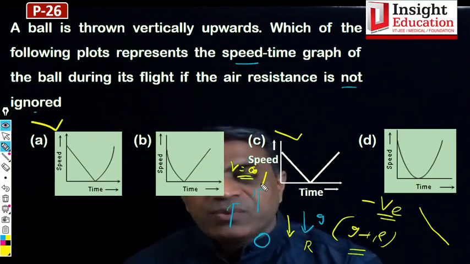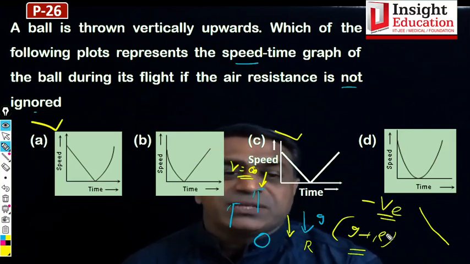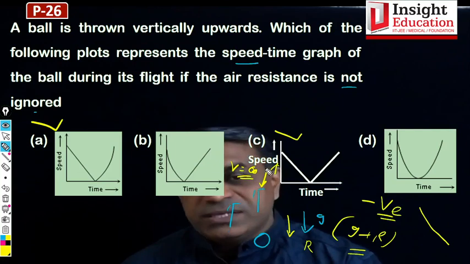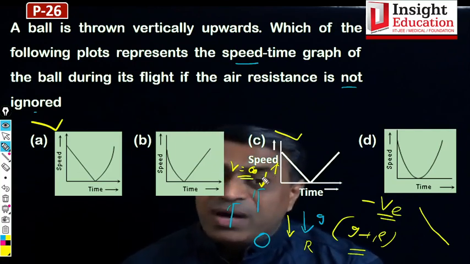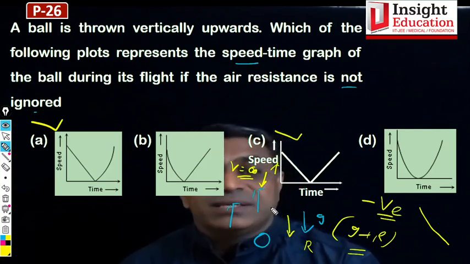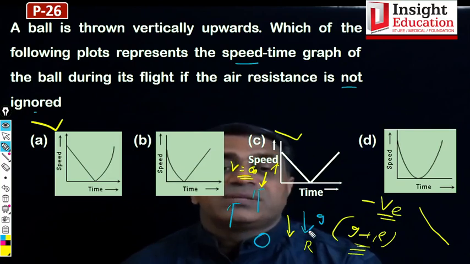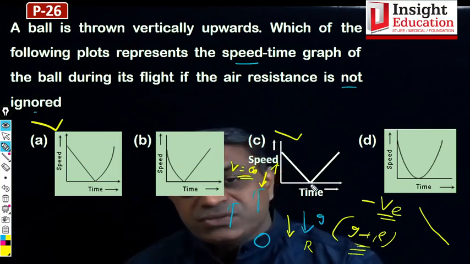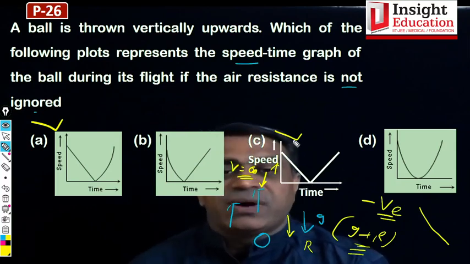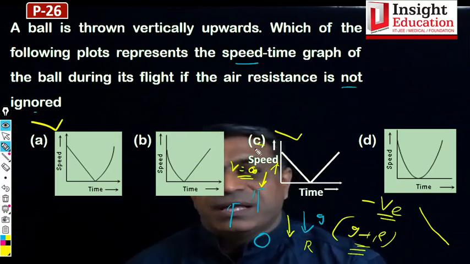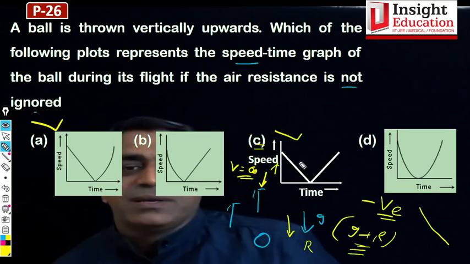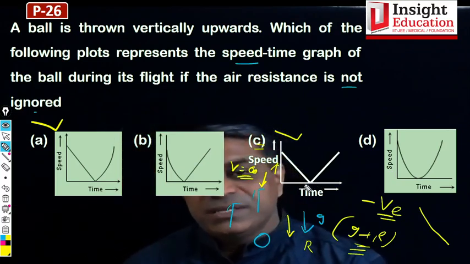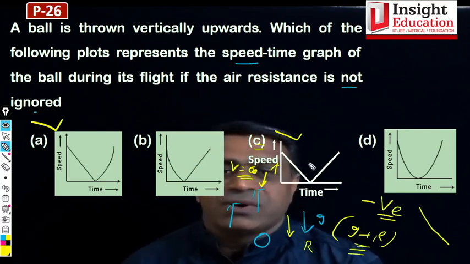Now in downward motion, again acceleration and resistance: resistance is acting in the upward direction, acceleration in the downward direction. But speed increases, and overall this net value is constant. So you can see speed increases. So the answer is clear: first speed decreases and then speed increases.